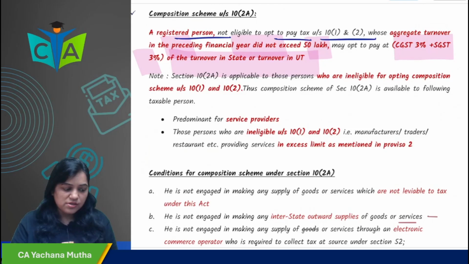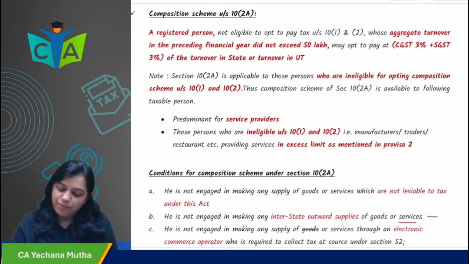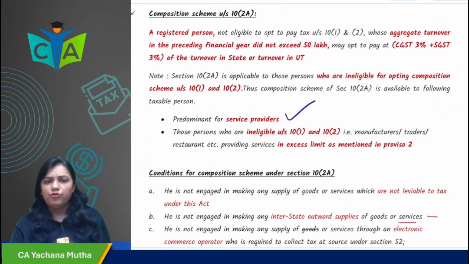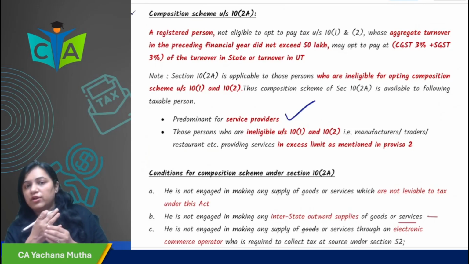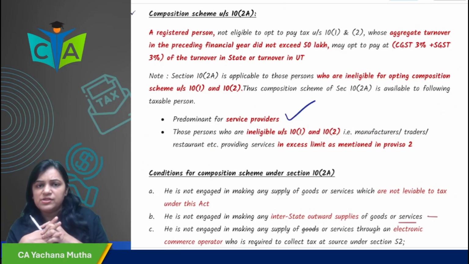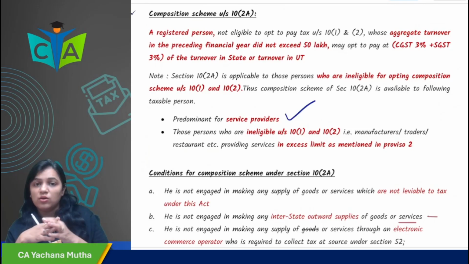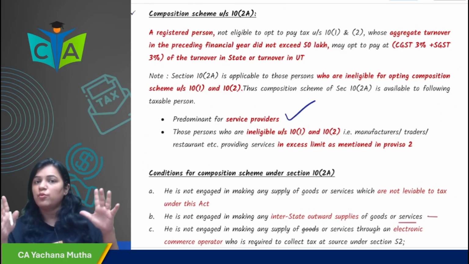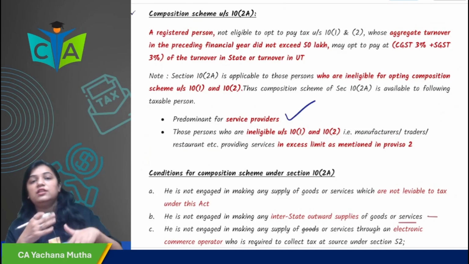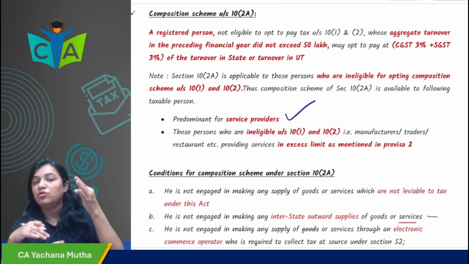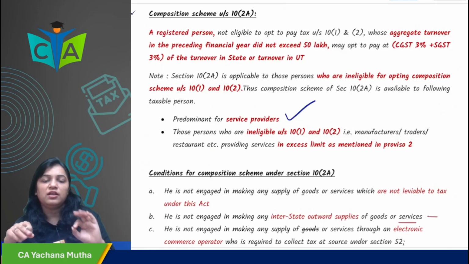So, this scheme is for whom? This scheme is for predominant service providers. For example, the interior designers, the architects, chartered accountants, company secretaries, saloons, any service provider. If their aggregate turnover in the preceding financial year did not exceed 50 lakh, then they can go for composition scheme under 10(2)(a).